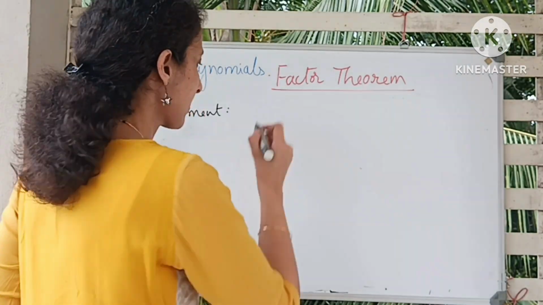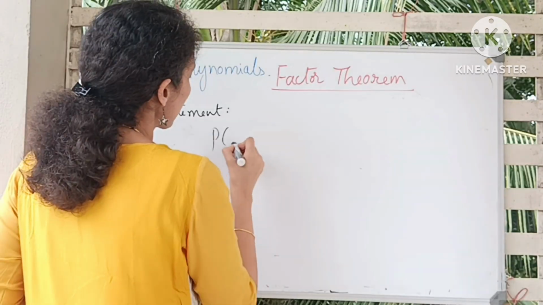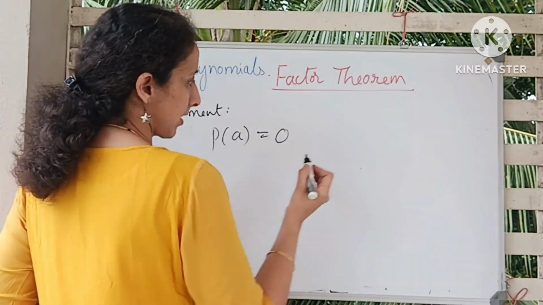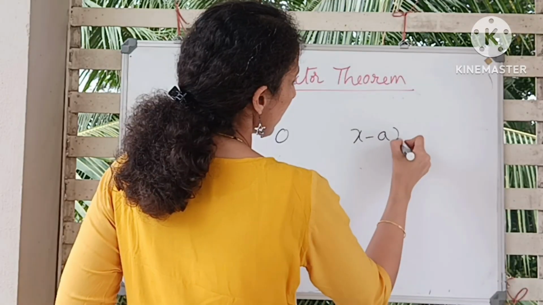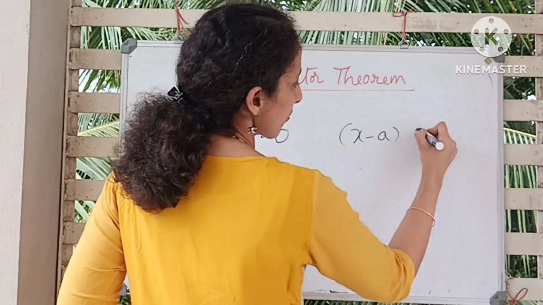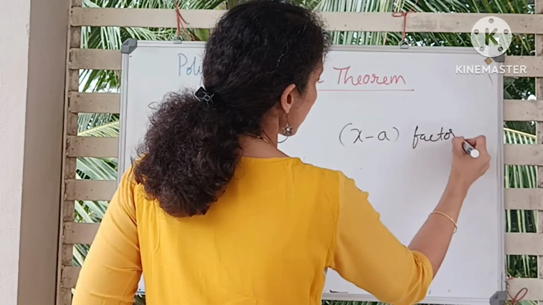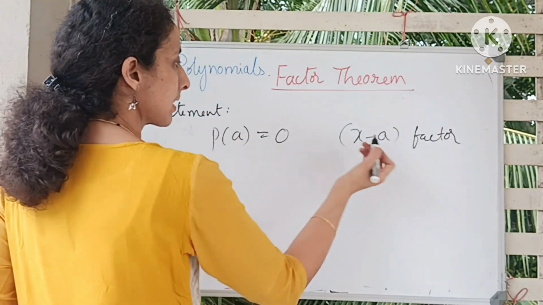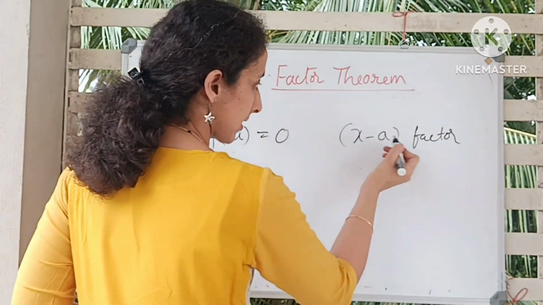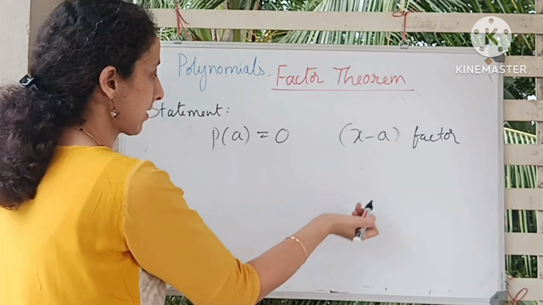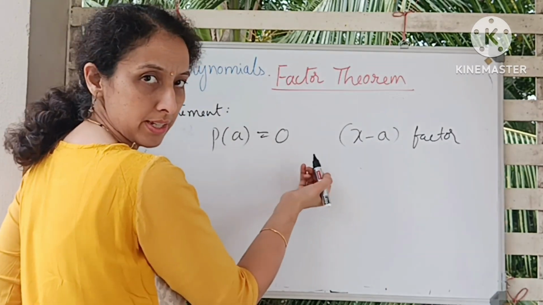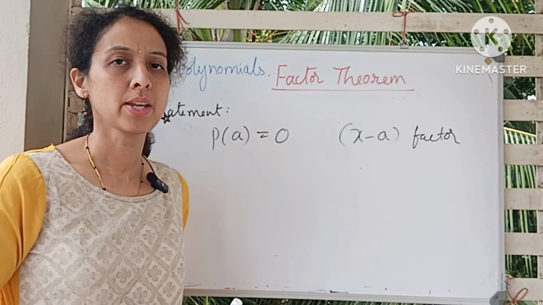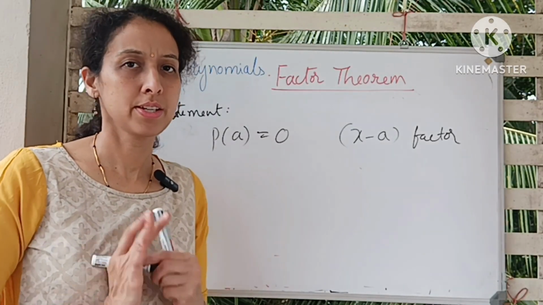So the theorem states that if p of a is equal to 0, then x minus a is a factor of p of x, and the converse of this, that is, if x minus a is a factor, then p of a is equal to 0. This is the factor theorem. Let us see some problems related to this.